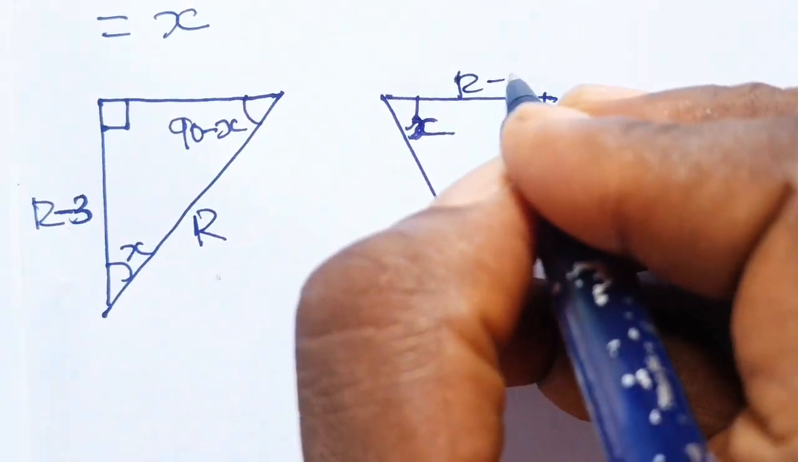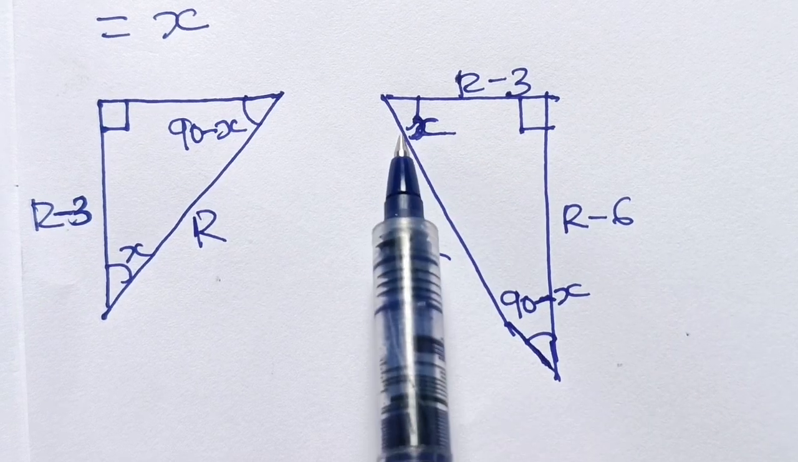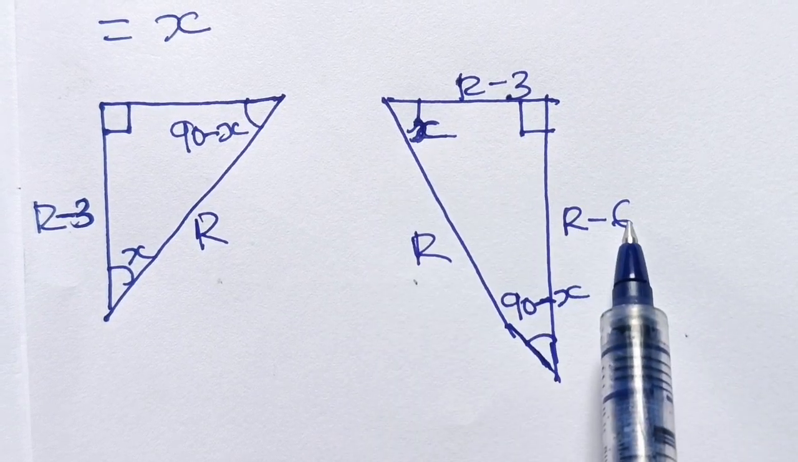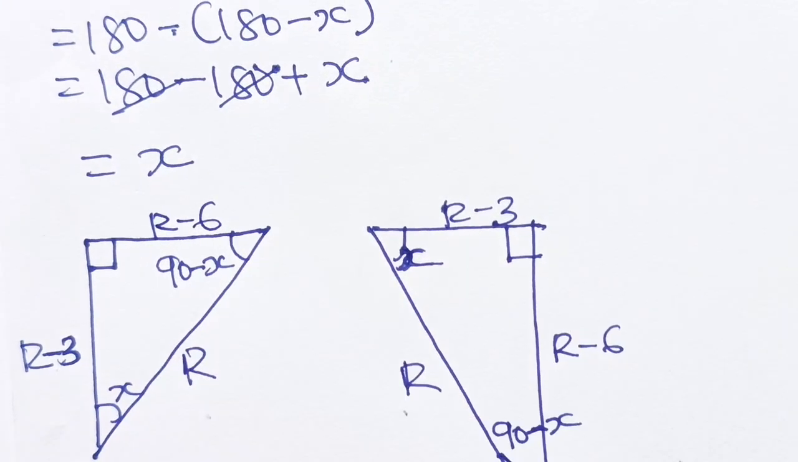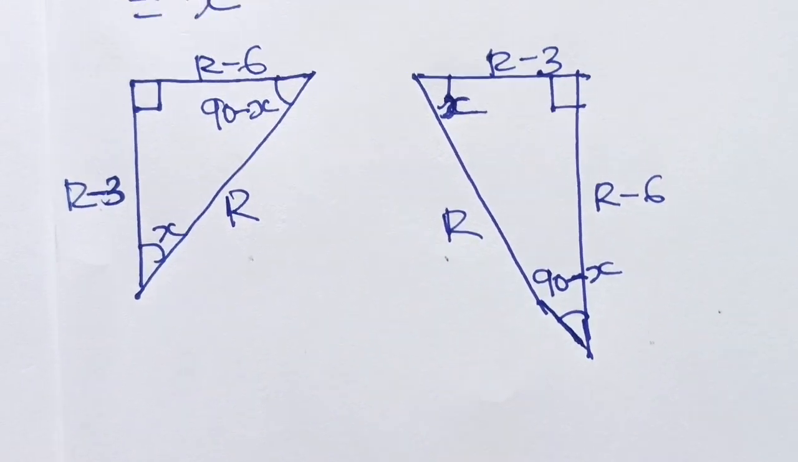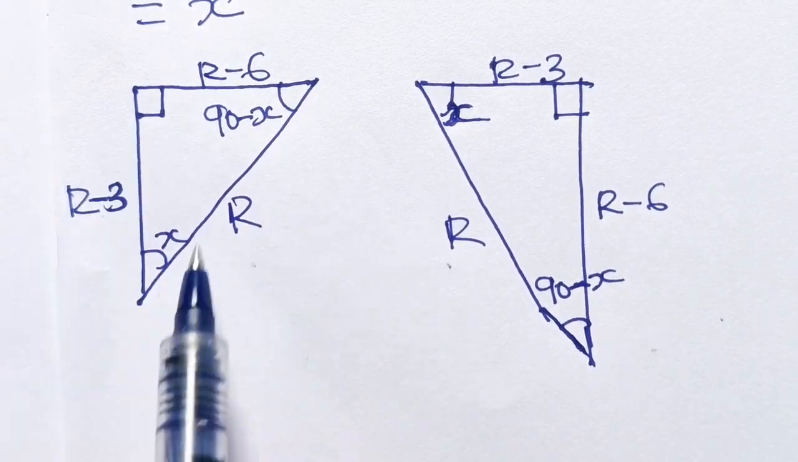So we have r minus 3. Now similarly, this side facing x from here is r minus 6. So this side facing x from here should be r minus 6. Okay, yeah, amazing. Now let us consider, let's just use this to solve whatever we want to solve.